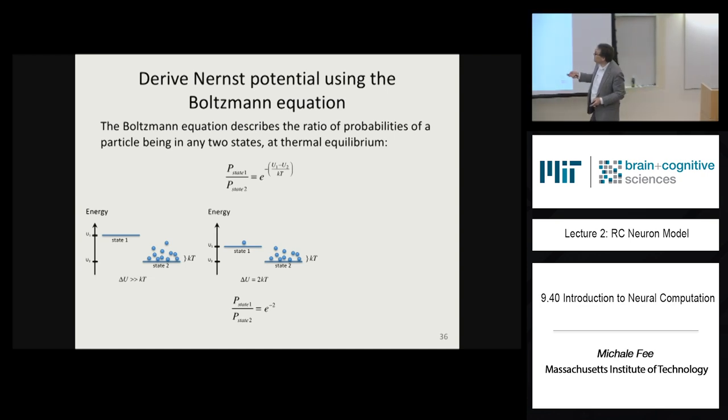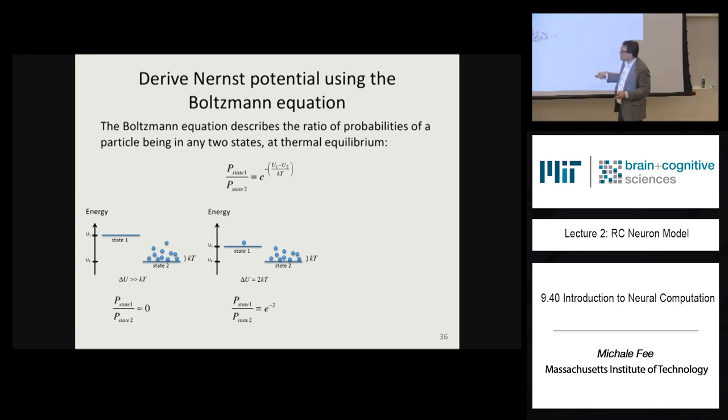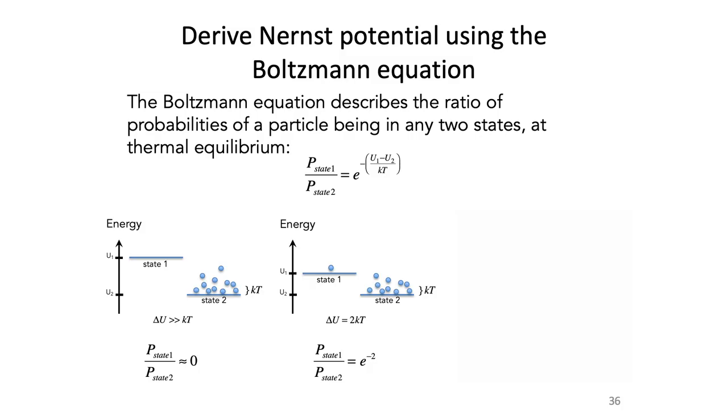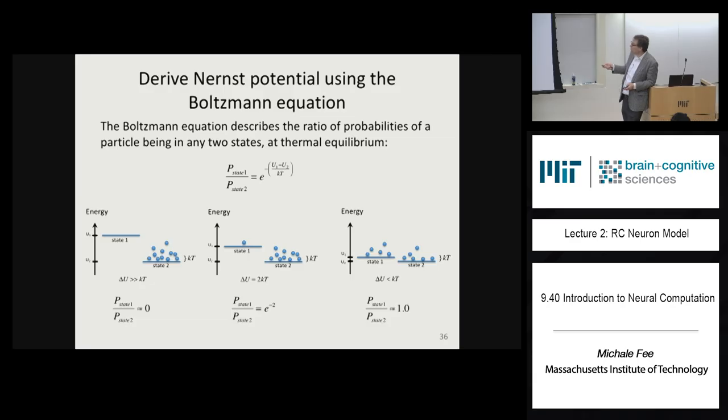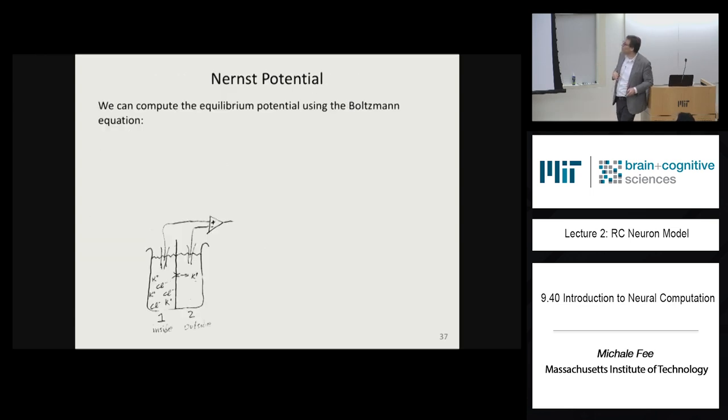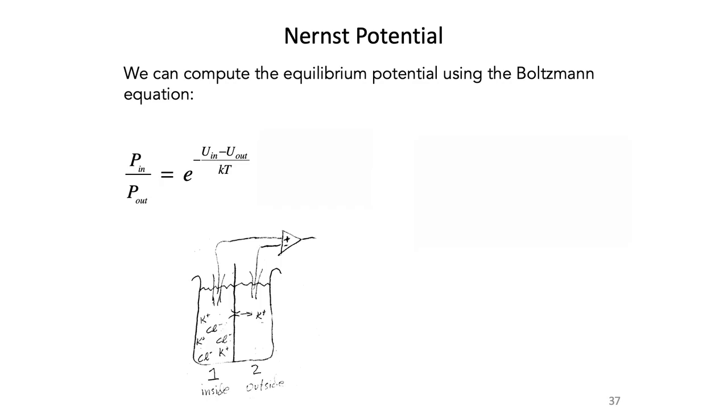If the energy difference is bigger, then that probability ratio is smaller. The probability of being in state 1 goes to 0 if you increase that energy. If the energy difference is about the same as kT, then the probability of being in state 1 is equal to the probability in state 2. Those particles just jostle back and forth between the two states. Okay, so we're ready to do this. Ratio of probabilities is e to the minus energy difference over kT.